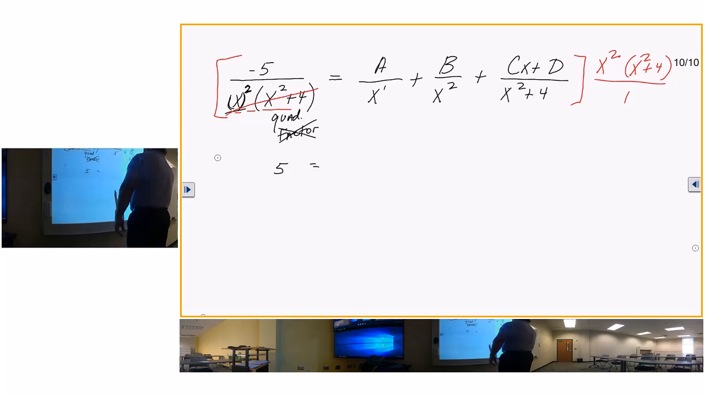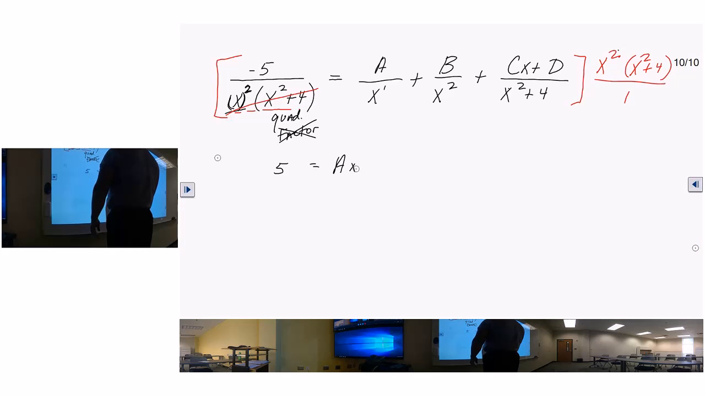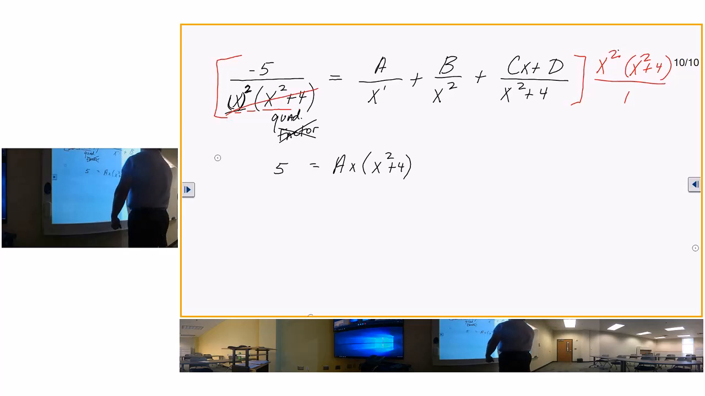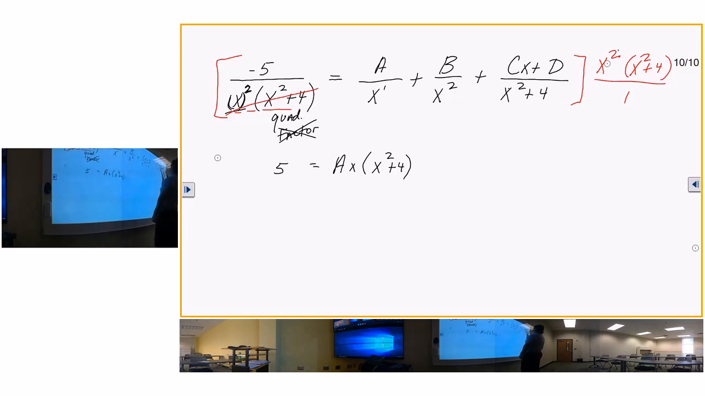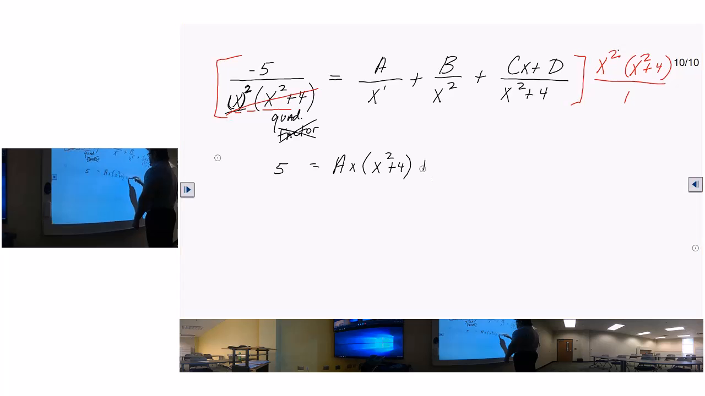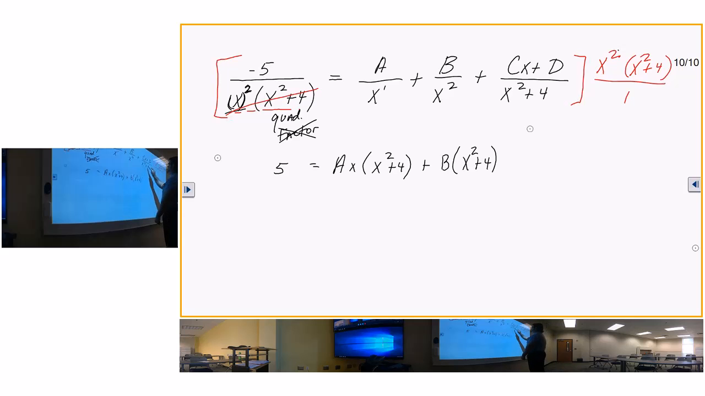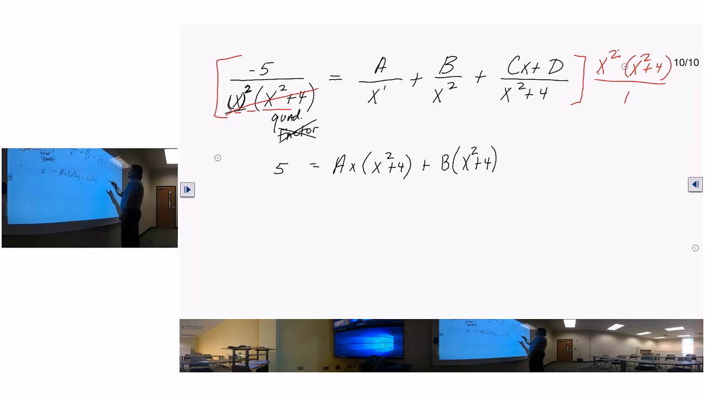All right, we'll cancel this one out and leave an x to the first in this. So that's going to be a times x times that x squared plus 4. Okay? This x squared will cancel with this x squared and leave this, so that's going to be plus b times x squared plus 4. And what's going to cancel here? That x squared plus 4, and it's going to leave x squared times cx plus d.